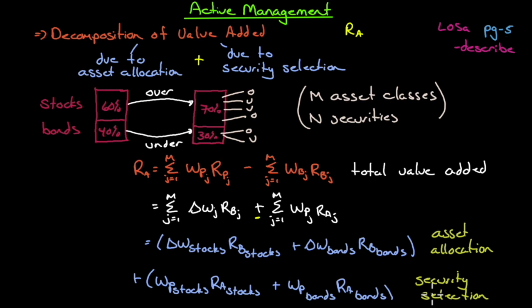And I want you to see that the difference, what we're writing down here, is the difference between this term and all of this. So what is security selection? It is the absolute weighting in the portfolio on stocks multiplied by just the active return on stocks, plus the absolute weighting on bonds multiplied by just the active return on bonds will give us security selection. These two terms will add up to what these two terms are subtracted.